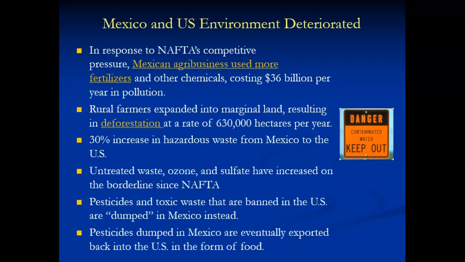There's also been an increase in hazardous waste from Mexico that comes into the U.S. There's been untreated waste and ozone and sulfates that have increased on the border since NAFTA. Pesticides and toxic waste that are banned in the U.S. are then dumped into Mexico, meaning Mexico then uses these pesticides and toxics on things like agricultural products.